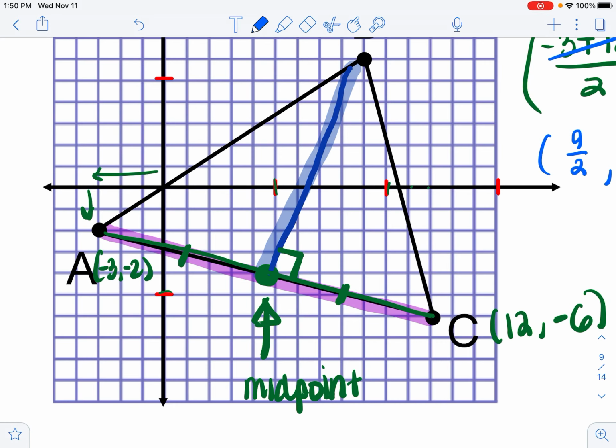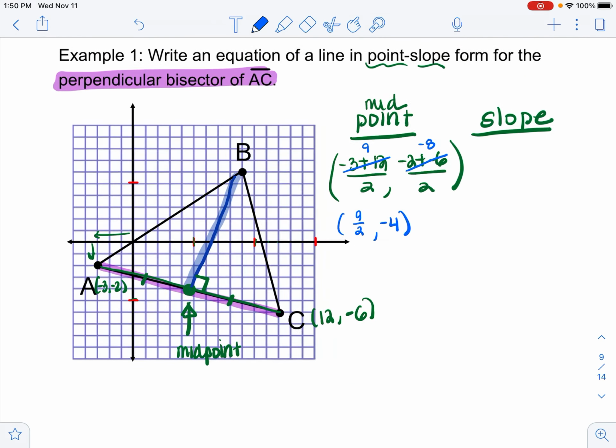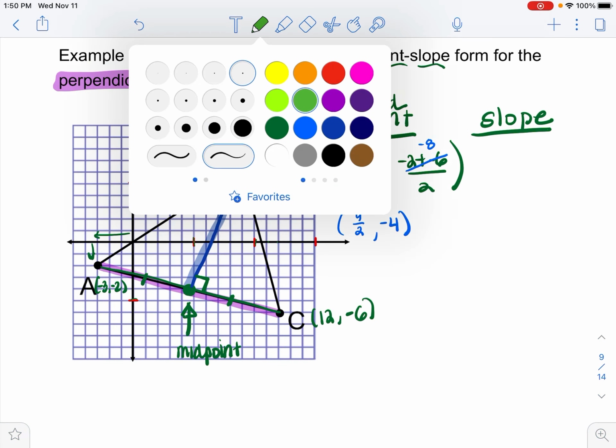Now, what's so special about AC and my perpendicular bisector? They are perpendicular. So once I find the slope of AC, all that I have to do is take the opposite reciprocal to find the slope of my perpendicular bisector. So now I'm going to find the slope of AC.